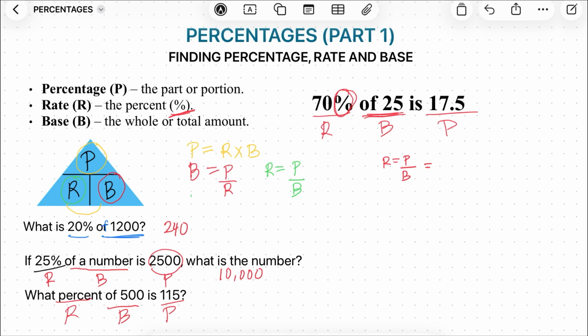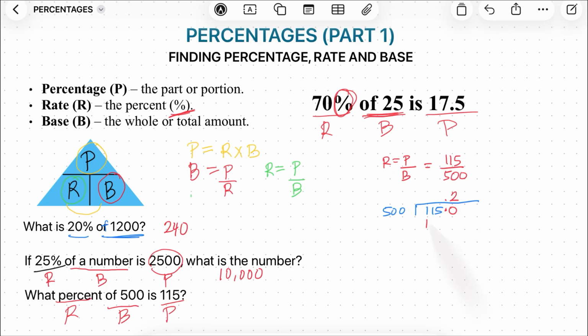So we have 115 divided by 500. To do that, we will simply apply long division, 115 on the inside and 500 on the outside. But 115 is small and we cannot divide it by 500, but we can add 0. Before we do that, you add a decimal point first. 1,150 divided by 500, and there are two 500s in there.